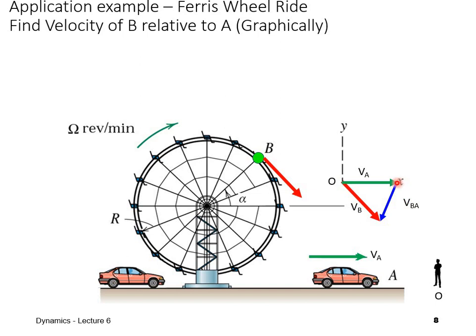By measuring the length of this blue arrow according to the scale I used previously when constructing these lines, I can get the magnitude of VBA. This is the direction. So VB is equal to VA plus VBA.